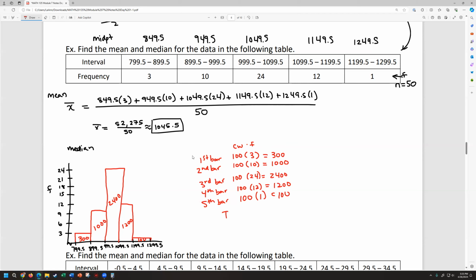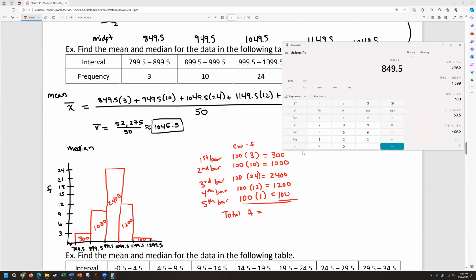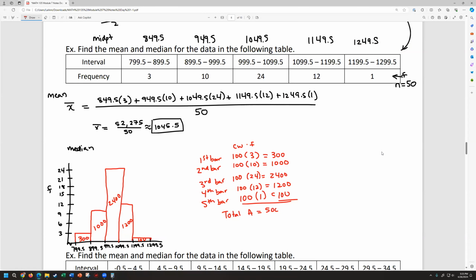Okay, so my total area is adding all those values together. So if we add those, let's see what we get. 300 plus 1,000 plus 2,400 plus 1,200 plus 100. This is a total area of 5,000.